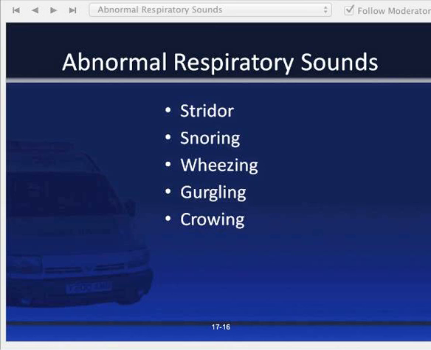Snoring, which results from partial obstruction of the upper airway by the tongue. Wheezing, which is a high-pitched whistling sound heard on inhalation or exhalation that suggests a narrowed or partially obstructed airway. Gurgling, which is the sound heard as air passes through moist secretions in the airway, generally upper airway. And crowing, which is a long, high-pitched sound heard on inhalation.